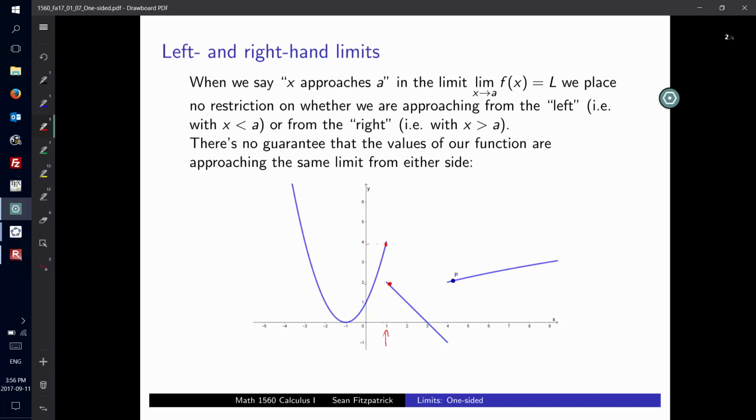But looking at this graph, it does seem to make sense that if I was only considering values of x slightly less than 1, then yes, the y values are getting close to 4. If I was only considering x values slightly bigger than 1, then yes, the y values are getting close to 2. So this is the idea for left and right hand limits.